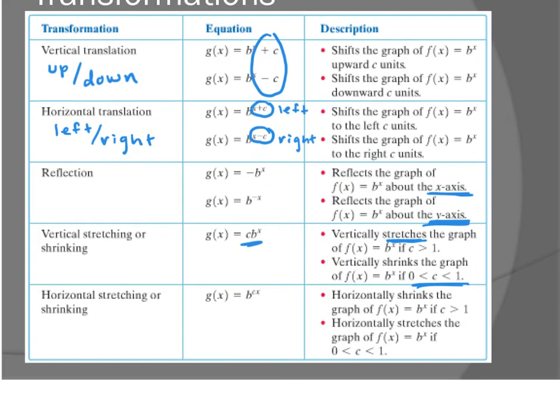And then lastly, we have a horizontal stretch or shrink. So if x is being multiplied by some number, if that number is greater than 1, it's a shrink. If the number is in between 0 and 1, so if it's a fraction, then it is a stretch. So it's the opposite of what you think when it's happening to the x.